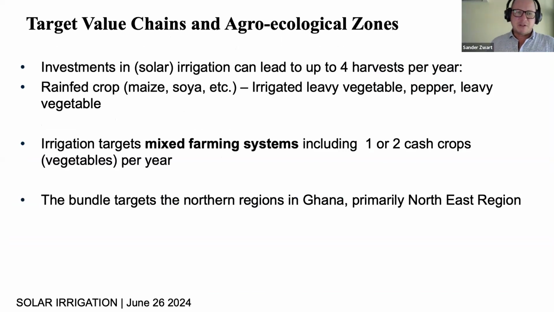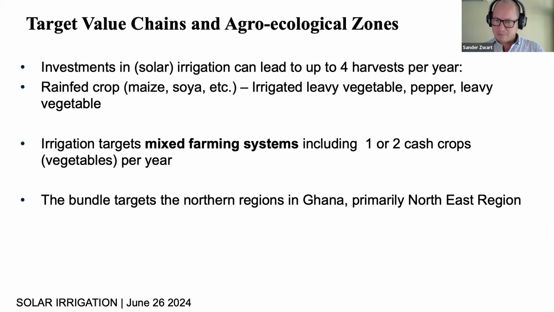We know that investment in solar irrigation can lead up to 4 harvests per year. That's what we've seen. They have a rain-fed crop normally, but with irrigation you can do a short season leafy vegetable, then a cash crop like pepper, another leafy vegetable before you start again on the rain-fed crop. This is a top example. It means that the farmer can harvest 4 times per year and has a continuous cash flow.